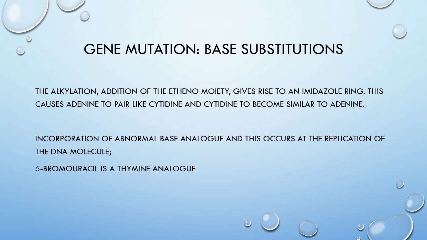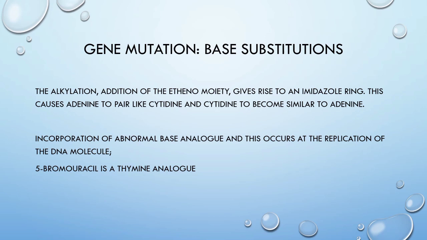So now this adenosine then has 3 rings. Instead of just having 2 rings, it then has 3 rings, and then it causes adenine to pair like cytosine, and then cytosine to become similar to adenine, and this causes some transversions. Now during replication, there could actually be an incorporation of an abnormal base analog during the replication of the DNA.